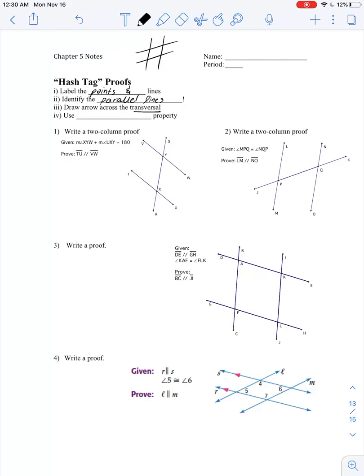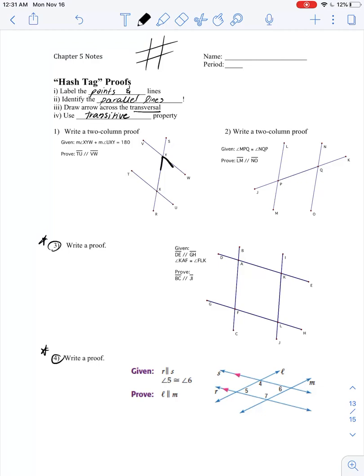And then our third step is going to be to draw a line or draw an arrow across the transversal. Make sure to keep track of which lines are parallel, which ones are the transversals. And then we use the transitive property. So it's going to be 4 steps, and in general the proofs will be 4 steps. We'll look at that when we get to numbers 3 and 4. Those are what you're going to be expected to do on the test.